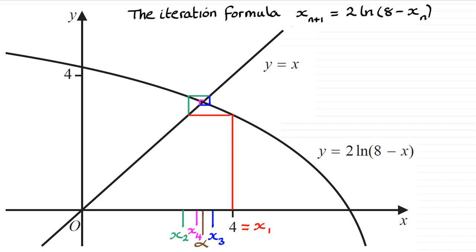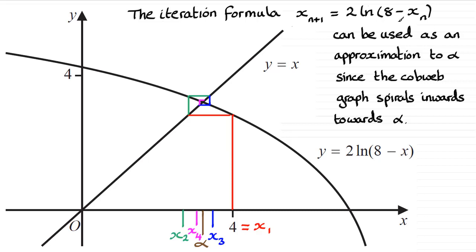So there's my cobweb design, and the conclusion then is that this formula can be used as an approximation to alpha since the cobweb graph spirals inwards towards alpha. So that's basically it. I'm sure you don't need to write in these values for x1, x2, x3, x4 and so on, but you do need to show at least 2 spirals inwards, and write a conclusion stating that that graph spirals inwards towards alpha to justify the use of this iteration formula.